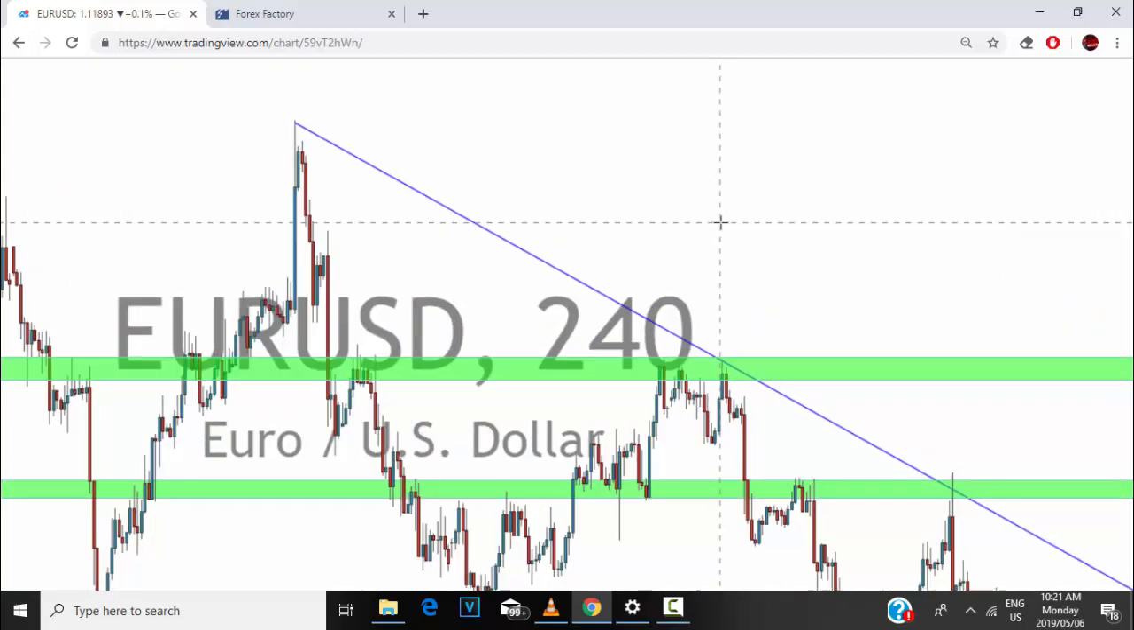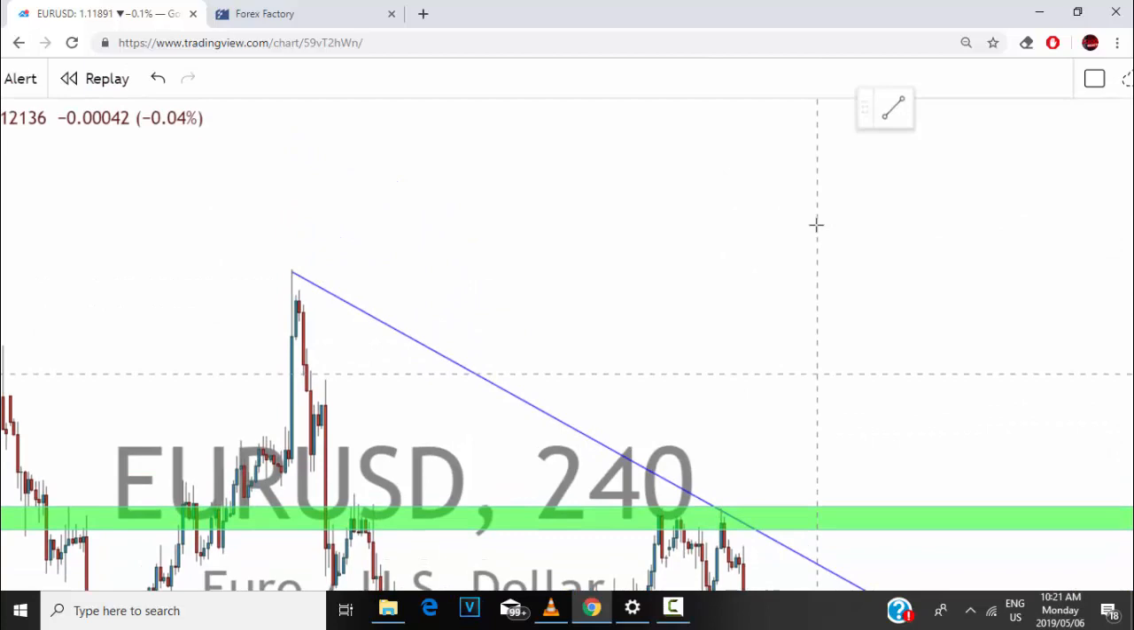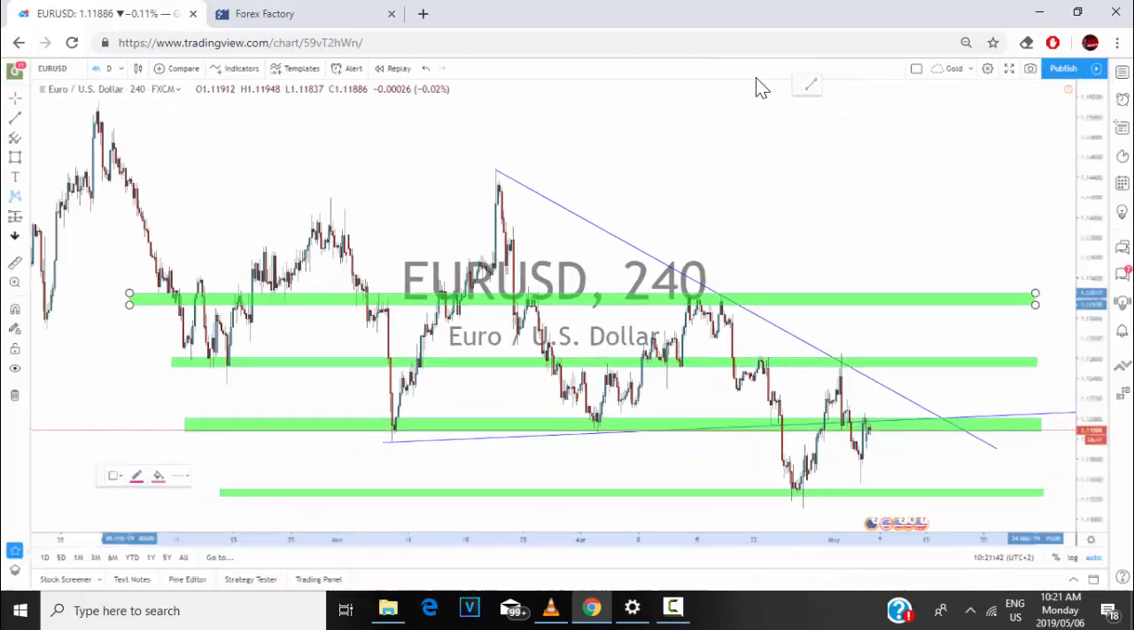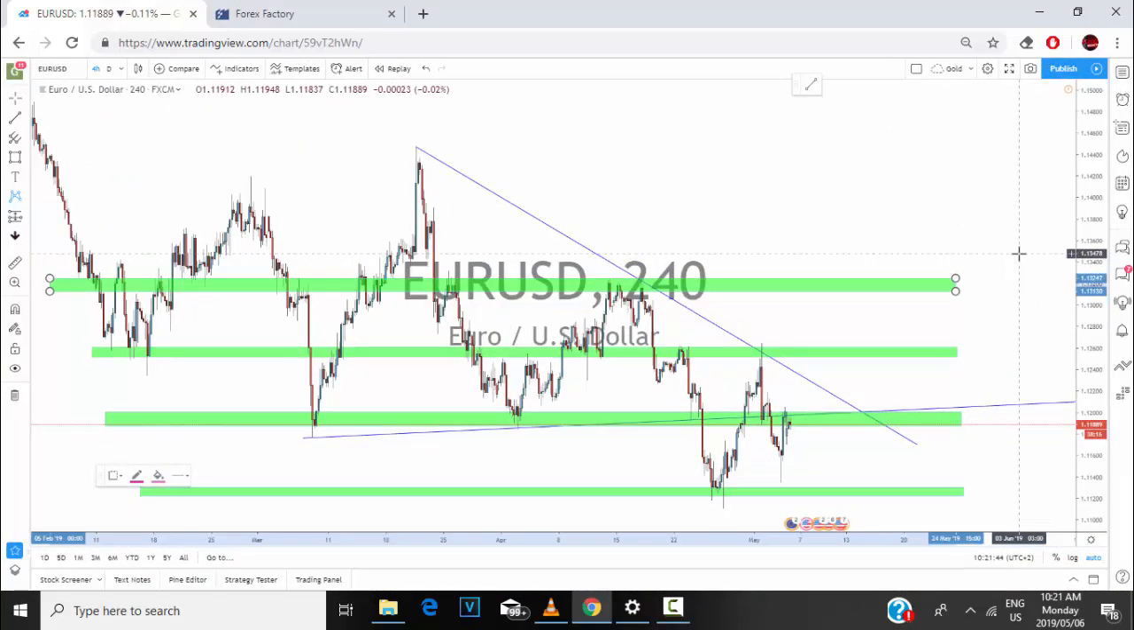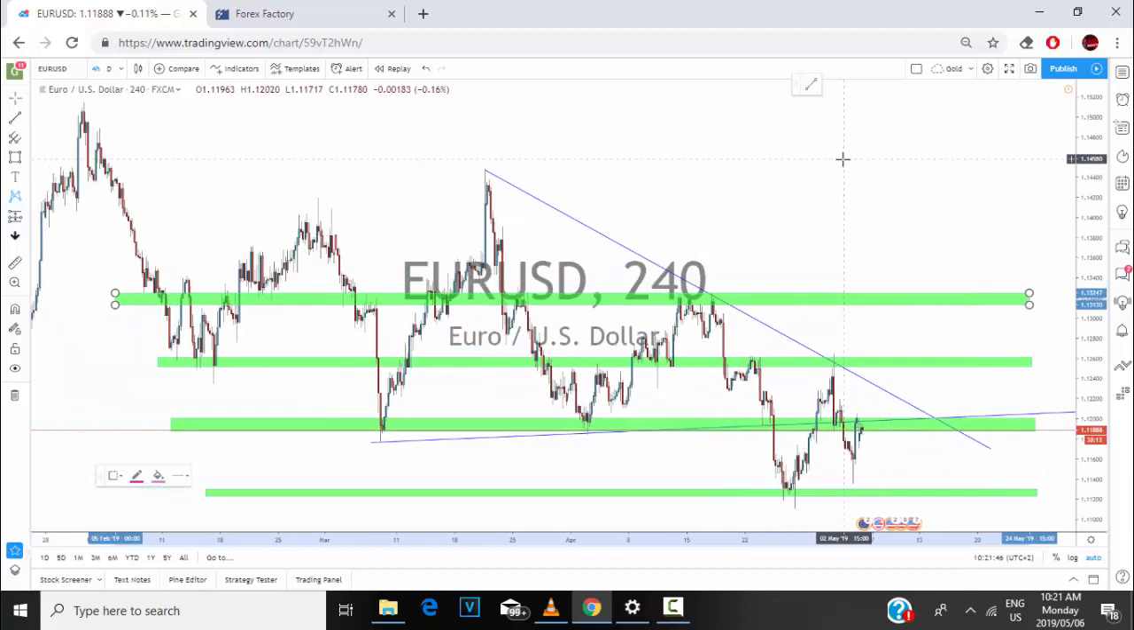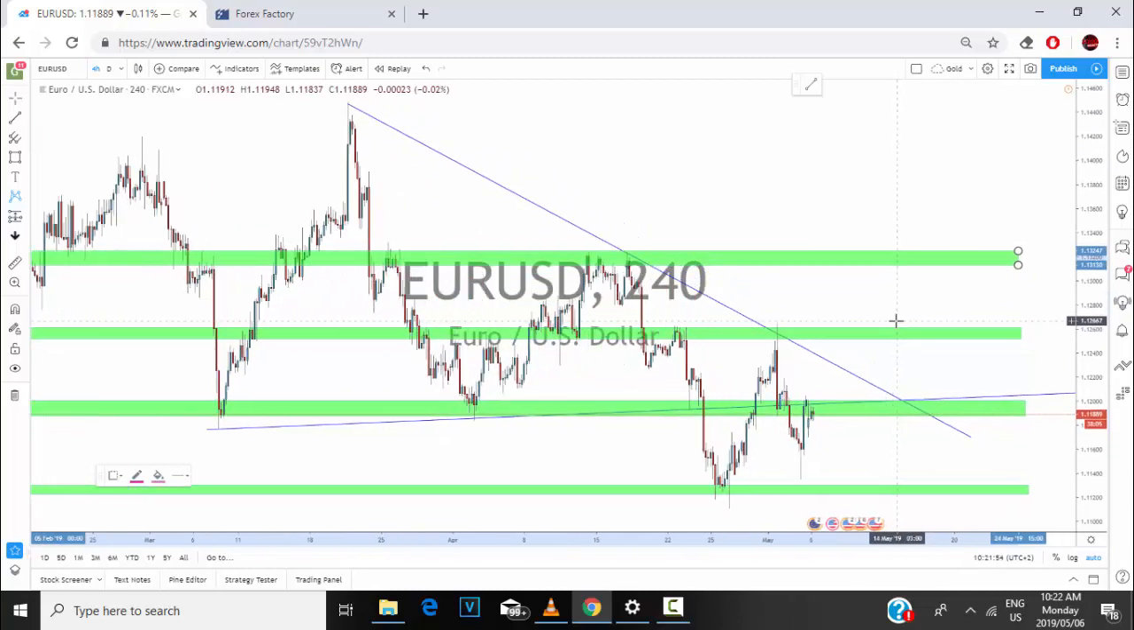There we go. Oh, starting again. I hate this, man. Okay, so there we go. So now what's gonna happen with Euro USD, right? That's the question. So looking at Euro USD.